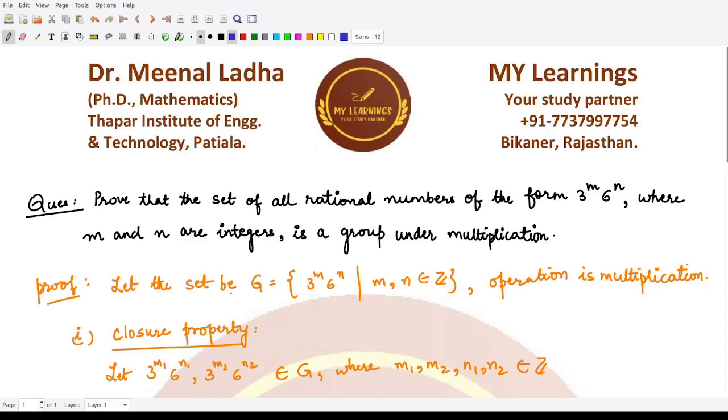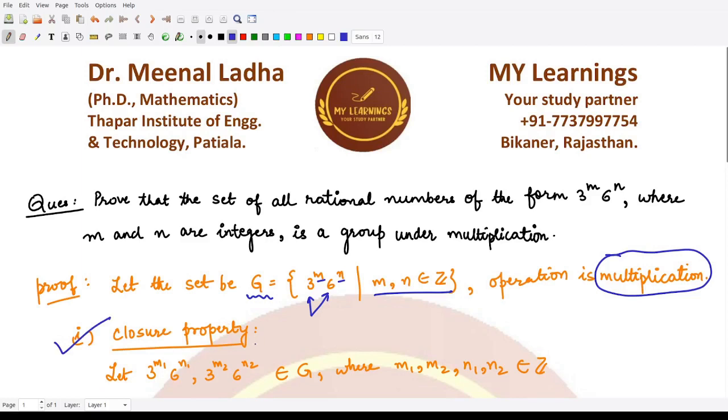So let our given group be represented by the letter capital G. It has elements of the form 3 raised to power m, 6 raised to power n, where both m and n are integers, right? And we are given the operation as multiplication. So let's first of all discuss the closure property.